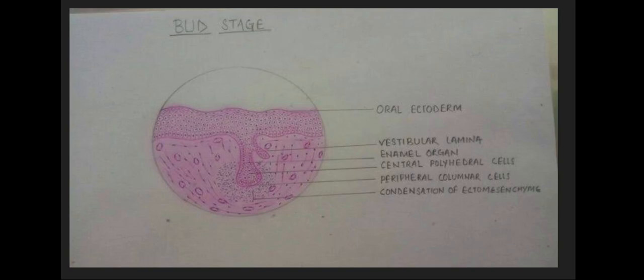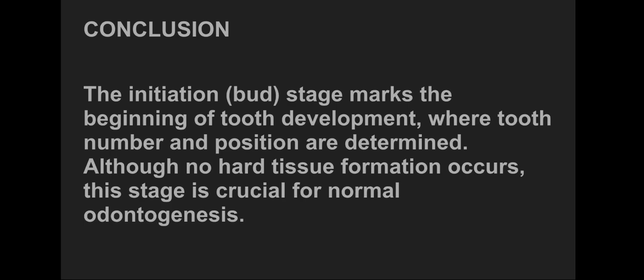Okay, so this is the diagram again I have kept so that you can remember it, take a screenshot and practice it properly. So the conclusion of this stage is: the bud stage marks the beginning of tooth development, where tooth number and position are determined. Although no hard tissue formation occurs at this stage, it is crucial for normal odontogenesis.